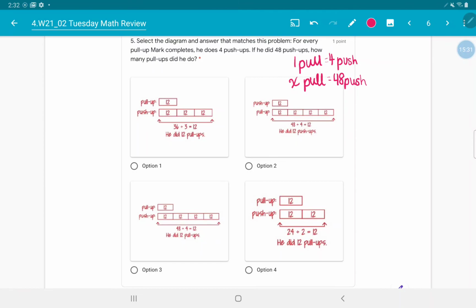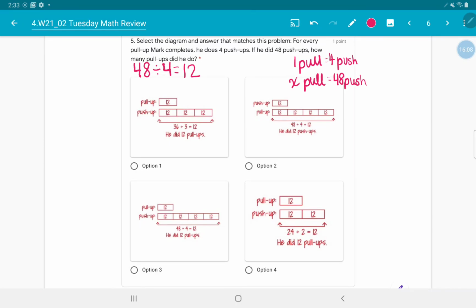I'm not going to do times. What am I going to do? I'm not timesing. What am I doing, Jacob? Division. Okay, yeah, I've got to do backwards. So I've got 48 divided by 4 is going to equal what? 12. 48 divided by 4 equals 12. So I know that the number of pull-ups he did is 12.